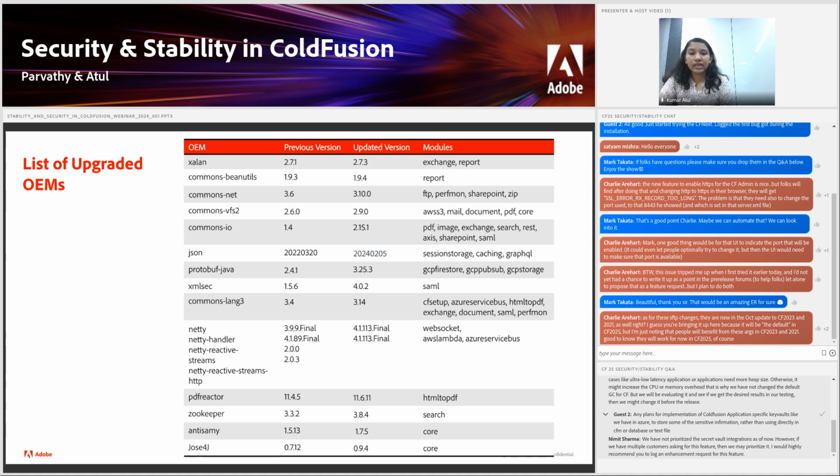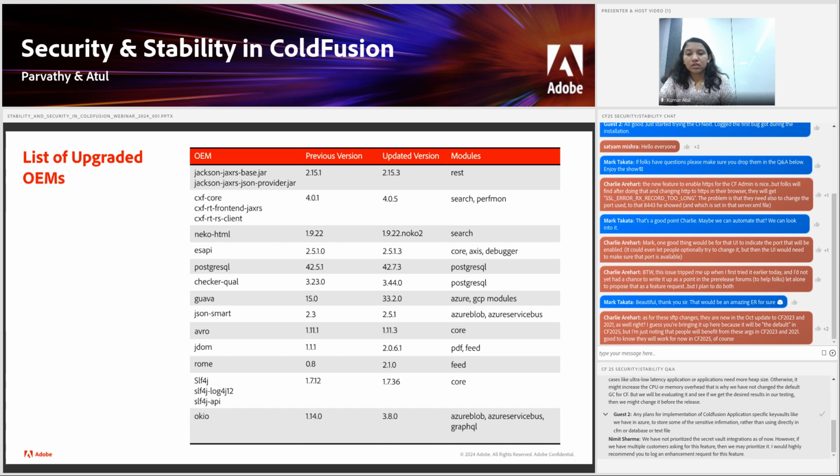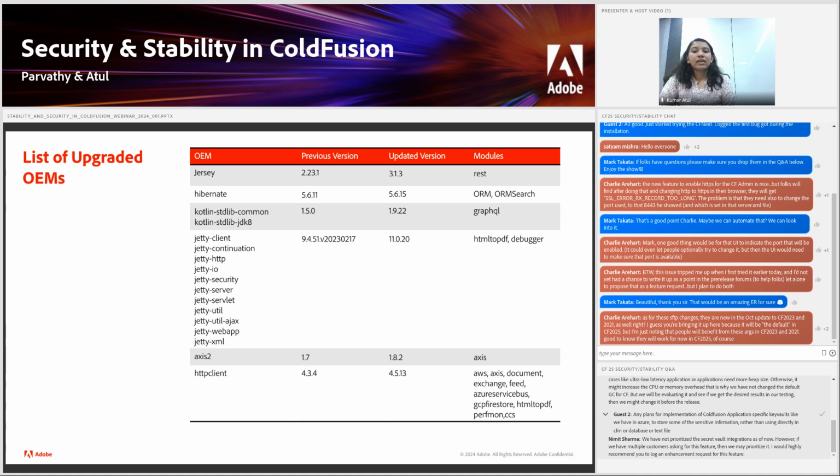OEMs like Netty, which is used in WebSocket, AWS Lambda, Azure Service, and PDF Reactor, like many OEMs, are upgraded. Here also there are important jars like JDOM and ROME that are extensively used in CFFeed, Jackson jars, CXF jars, Nekohtml. Finally, Jersey jars, all the jars related to Jetty, and Axis2 have been upgraded to 1.8.2. So this is the extensive list of jars that we have upgraded with the release.